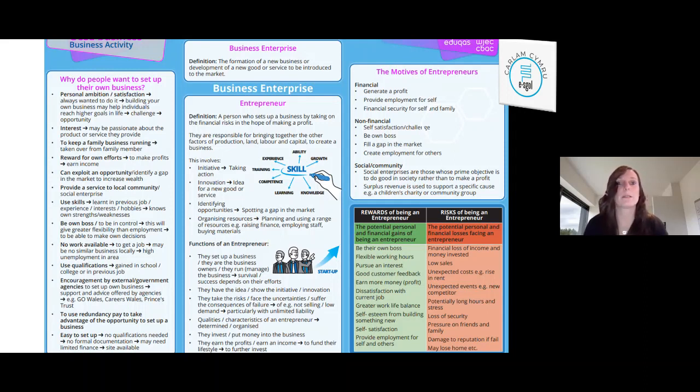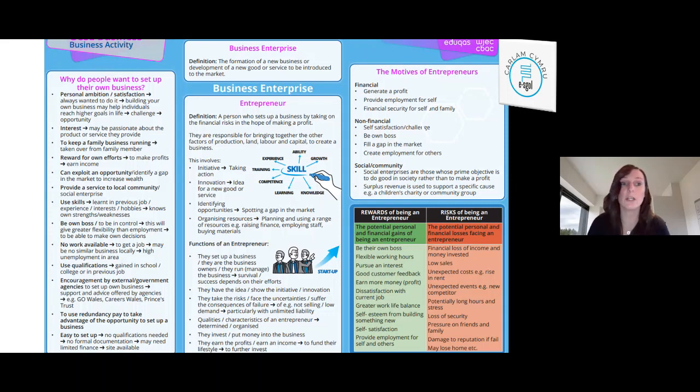So we're going to be looking at business enterprise. Business enterprise is the formation of a new business or development of a new good or service to introduce to the market. So that's what it is. Now, quite often you will have a question on business enterprise, and we'll look at some examples of questions in a little bit. But things like, why do people want to set up their own business? Well, there's a list of things there on the left-hand side of the screen.